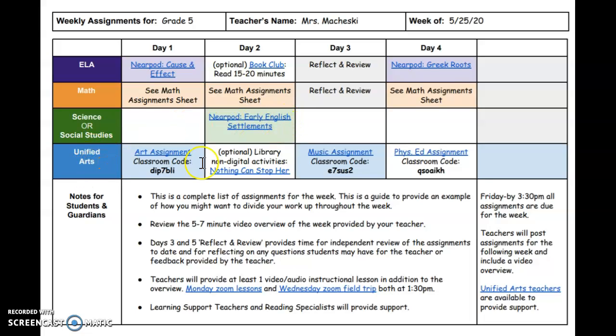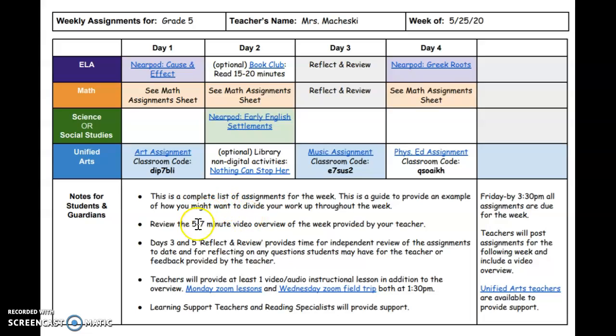Okay, here are your unified arts assignments, as well as your optional library non-digital activity for the week. You can also access these assignments by individually going to the Google Classroom for that teacher.